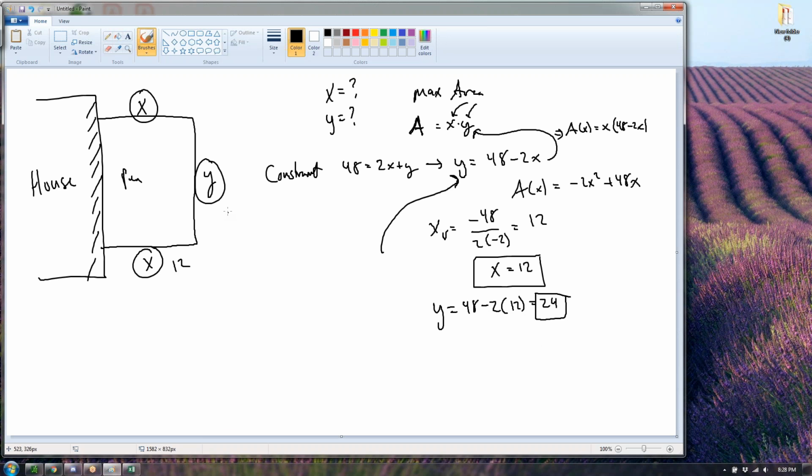If we do a 12 by 24 for a pen, our area would be 288 feet squared, or whatever units they are. Yeah, I think it's feet. Anything else would not work. If x was 10, if I put 10 here and 10 here and 28, that would be 280. Pretty close, but not, 8 more square feet missing.